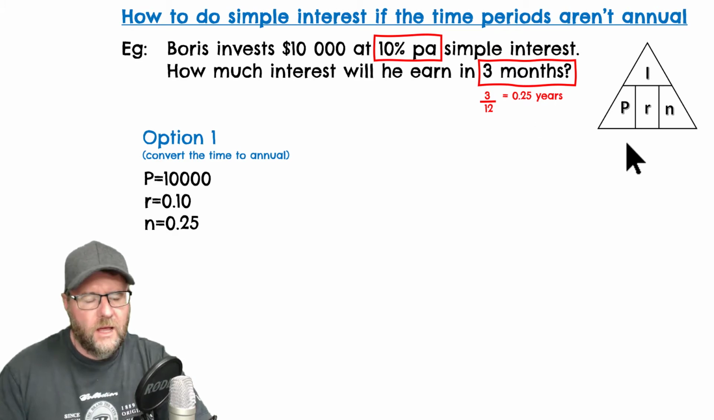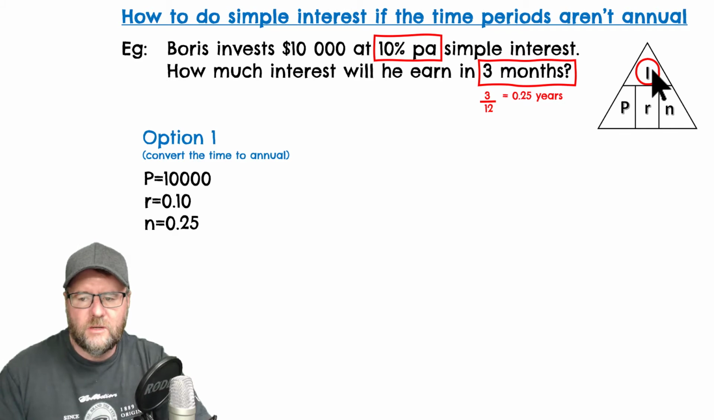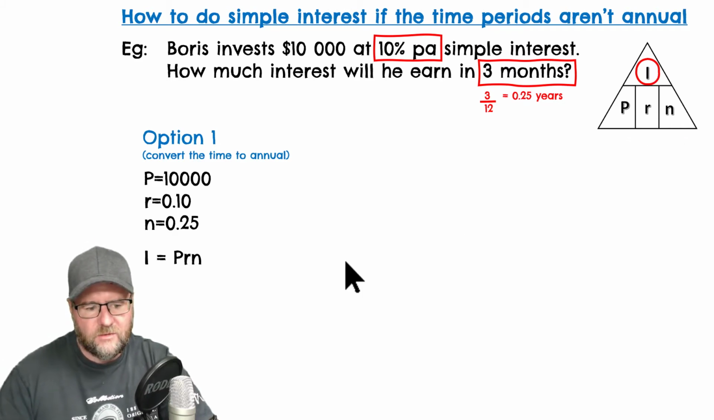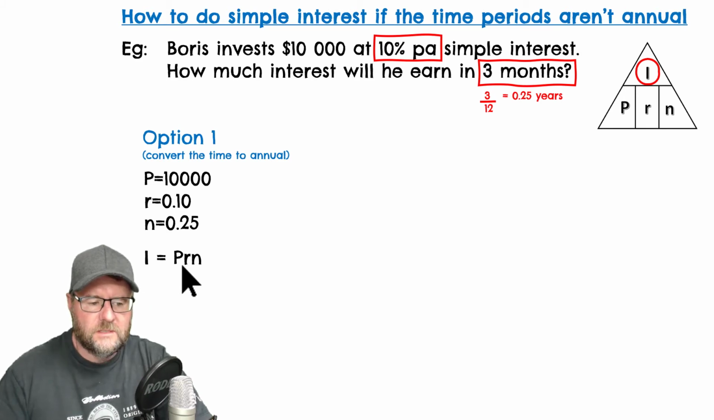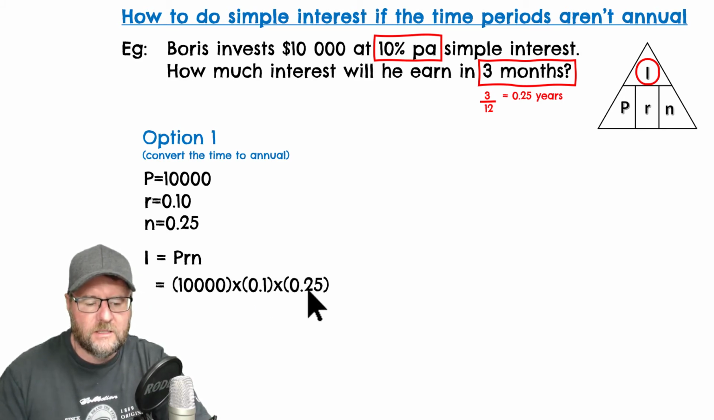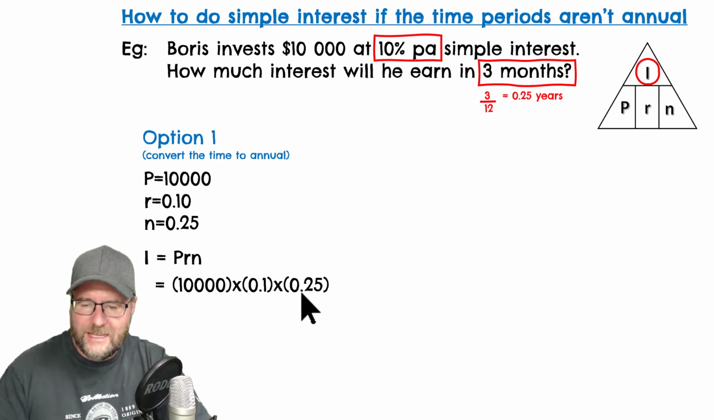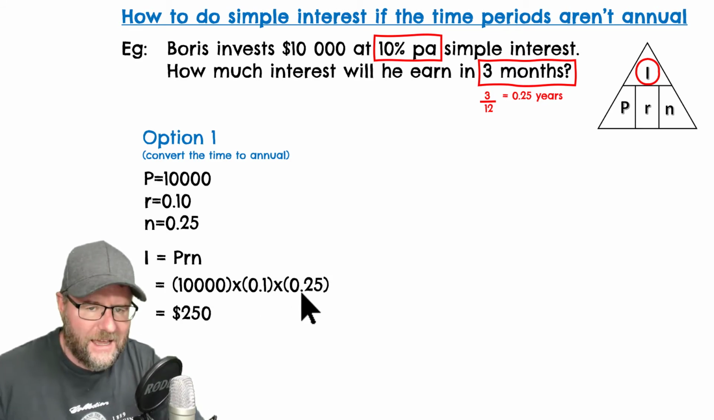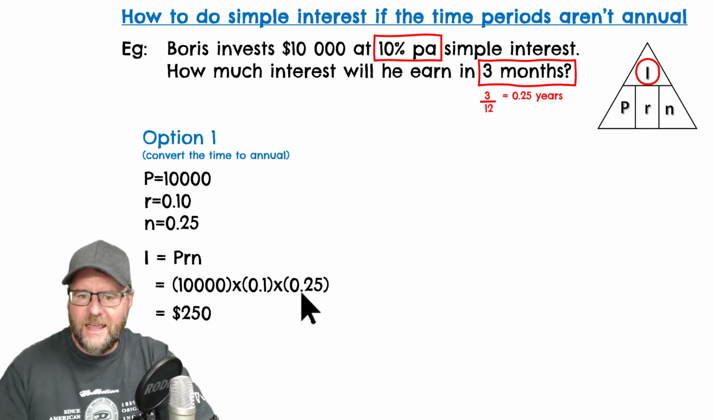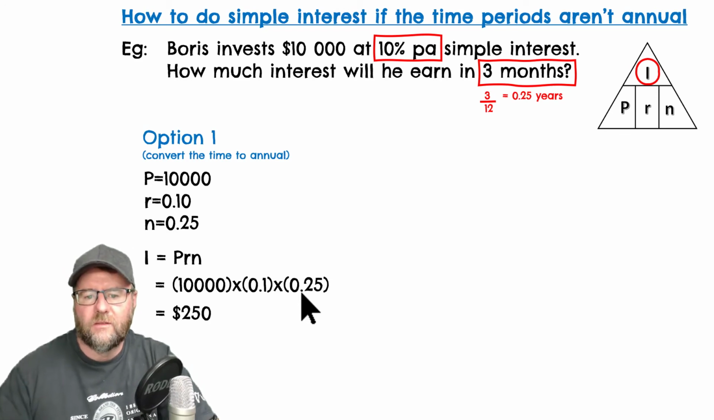Now, using our triangle, we want to work out the interest. So I'm going to cover over the interest, and what I'm left with is P times R times N. So my simple interest will be the principal times the rate of interest times the number of time periods. Remember, I like to lay them out, put them in a set of brackets just so you don't get confused. There's my principal, there's my interest rate, there's my time periods, multiply them all together, and I get $250 interest that he will earn in 3 months.